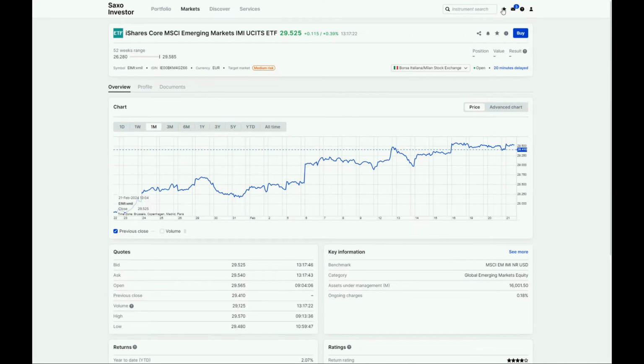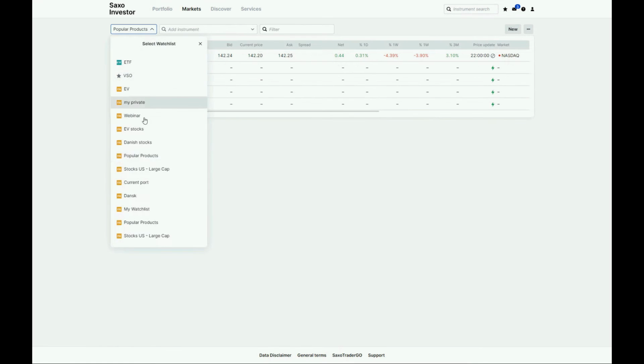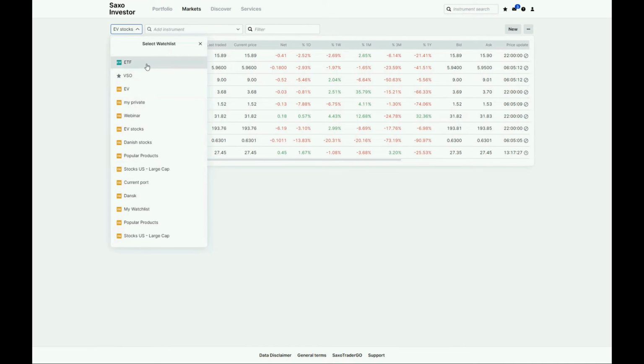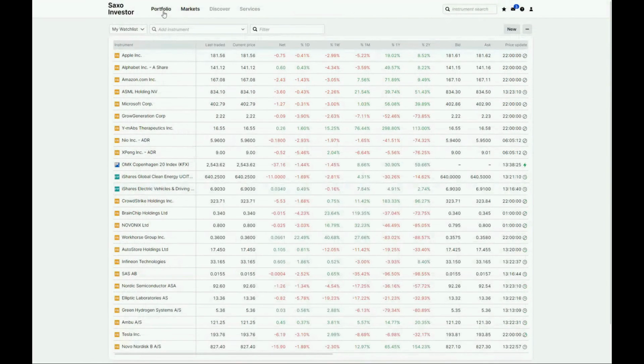If you then want to go back to a watch list you've created previously, up here in the top left corner, there's a small star again, a filled out star. Click on that one, and you can find your different watch lists here. I have many different watch lists. Popular products, EV stocks, electric vehicle stocks. I like to collect and gather different things that I look at, so it's always super easy for me to have a quick view of how the different categories are doing. Then my watch list again here, a lot of different things.